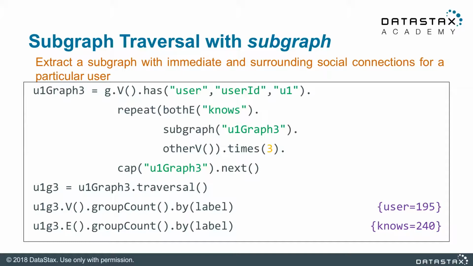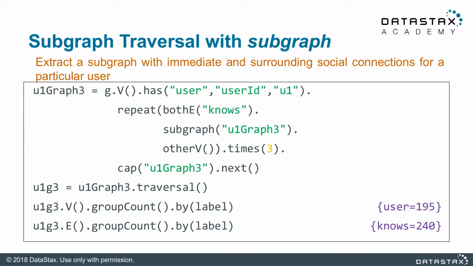So as the traversal is repeated, the state of that side effect object, the U1 graph 3 object, is changed as the repetition proceeds. As we run this traversal, U1 graph 3 is growing as a subgraph. When we are done, we cap it to make sure those traversals are doing their work, and we get the graph back in the U1 graph 3 identifier that we specify in the top line. Then we do the same statistical analysis. We group the vertices by their label and the edges by their label.